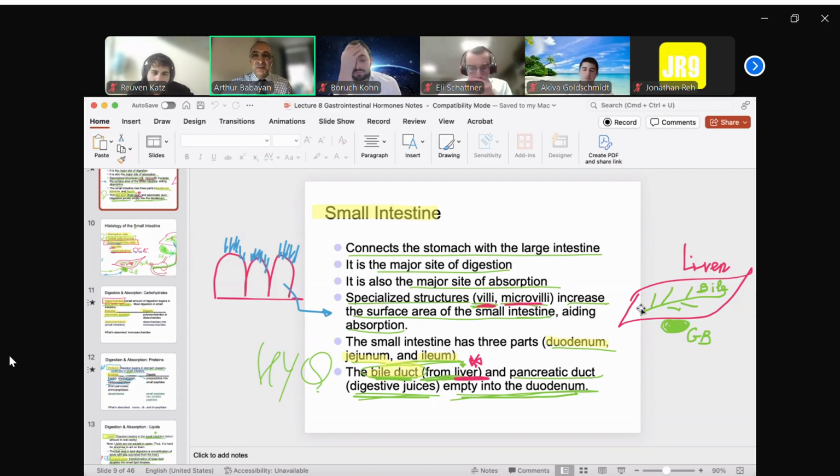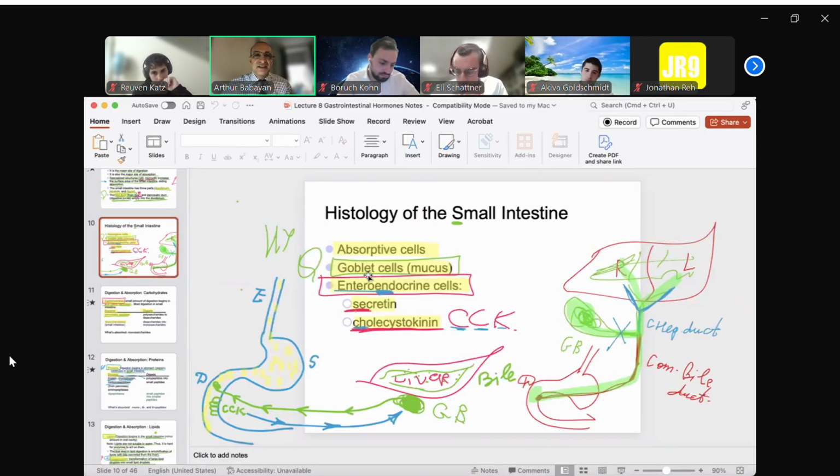Bile is produced in the liver, but stored in the gallbladder, and emptied into the duodenum. Here is, for example, how it works when you eat fatty food. This is the esophagus, this is the stomach, this is the duodenum. You ate fatty food, that goes from the esophagus to the stomach, from the stomach to the duodenum. The duodenum says, hello, fatty food, I cannot digest you. I need bile for that reason.